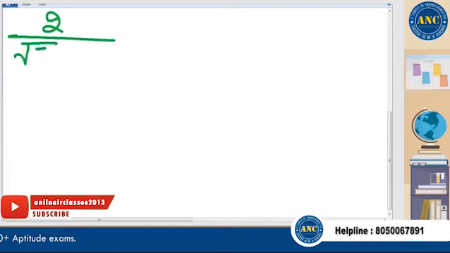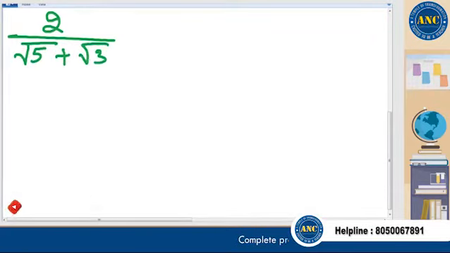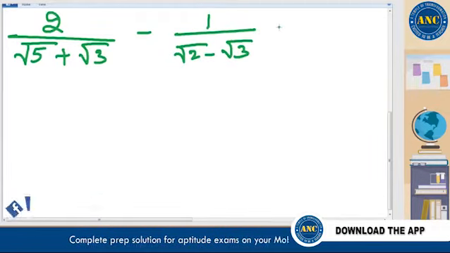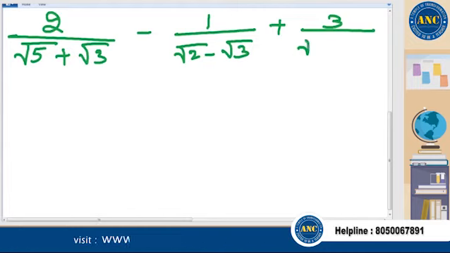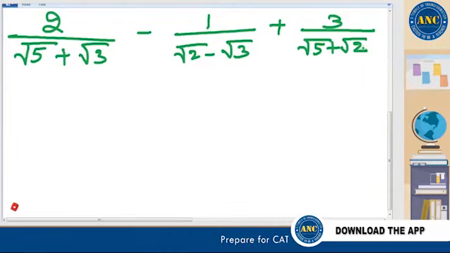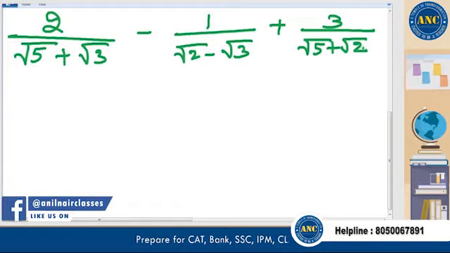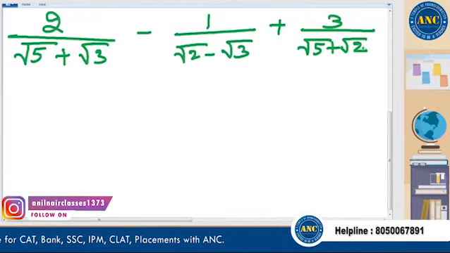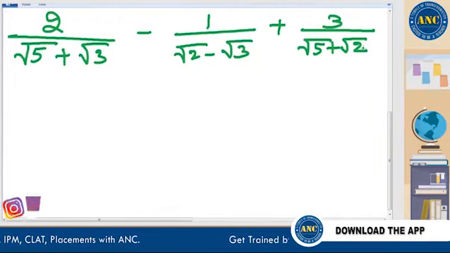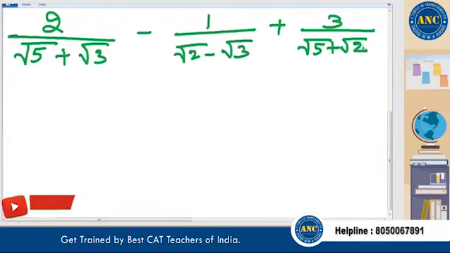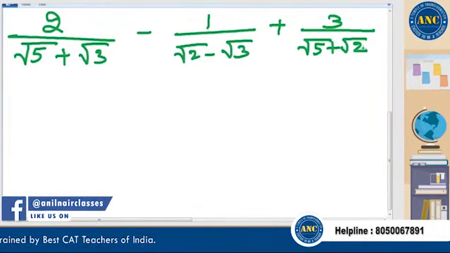2 divided by root 5 plus root 3, minus 1 divided by root 2 minus root 3, plus 3 divided by root 5 plus root 2. Answer, sir. 30 seconds is a little huge, but I am still giving you 30 seconds. 30 seconds is the time I am allotting to you to get the answer for this question. Very easy question if you have understood the previous questions which I have discussed till now. Very fast you can solve the question with practice of whatever we have solved till now.